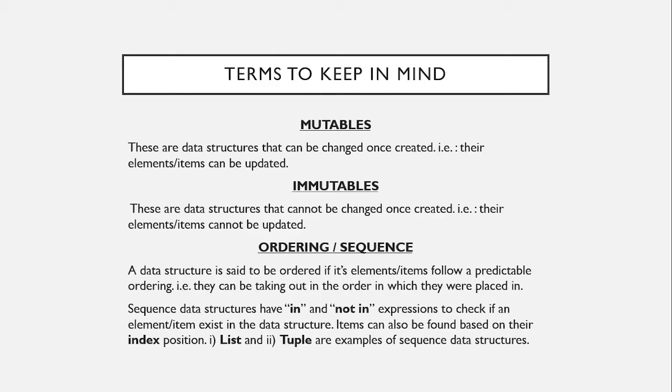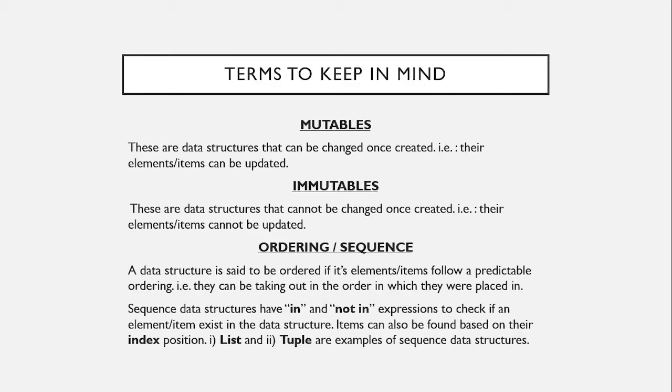The next term we have to keep in mind is immutables. They are the opposite of mutables, meaning these are data structures that cannot be changed. So as an example of a mutable data structure, a list is a mutable data structure. A set is a mutable data structure, and then a dictionary is also a mutable data structure.